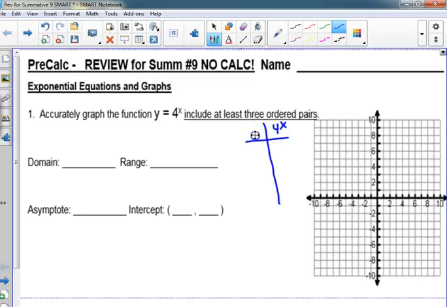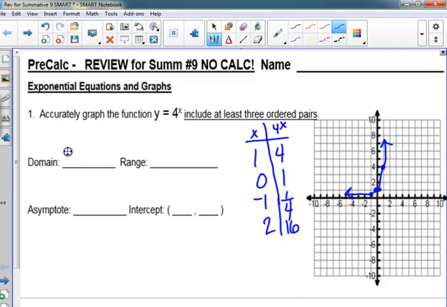4 to the x and x. What are we doing? One would be four. Does two fit on this graph paper? No, we'd be at 16. So this one is really steep. 1, 4, 0, 1, negative 1, 1 fourth. So what do you think we should be careful we do on this question? We should try not to hit the x-axis, but we should also make sure we have an arrow on both ends to show me, because if you had a calculator, it would probably look like this stopped, right? And it doesn't.